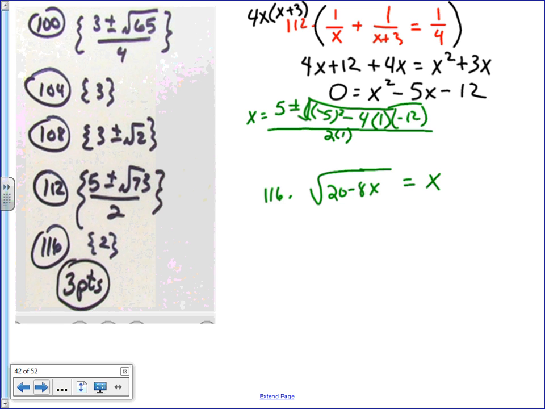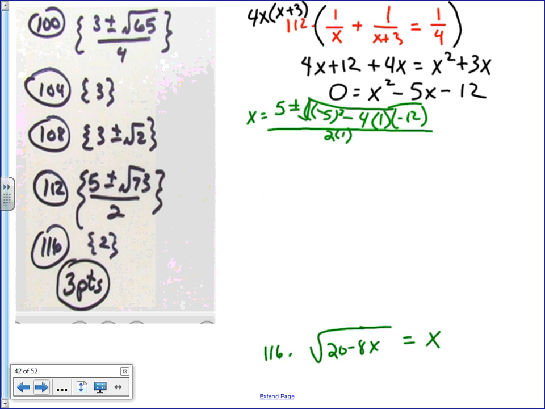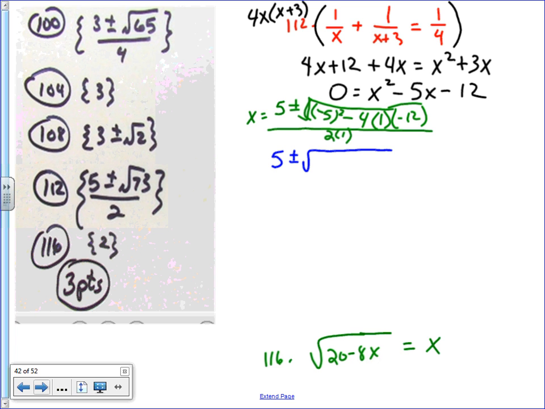Looks like I need some more room, so I'm going to take this problem and move it down. Here we go. So we have 5 plus and minus the square root of 25 plus 48, all over 2. 25 and 48 is 73. Wow, that's not a pretty number. All over 2. And that looks like as far as I can go.